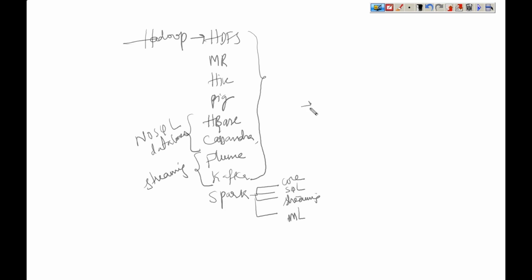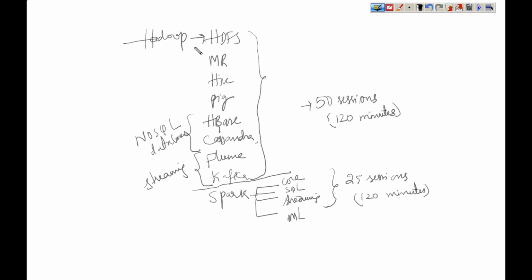So this may take almost 50 sessions. Each session will be of 120 minutes. If you want only Spark, that will end up with 25 sessions, and again each session is of 120 minutes. If you include both Hadoop and Spark, it will take 50 sessions; only Hadoop, it will take 25, only Spark again 25. So combined, totally 50 sessions it is going to take for both Hadoop as well as Spark, including all these components. Any questions, sir?